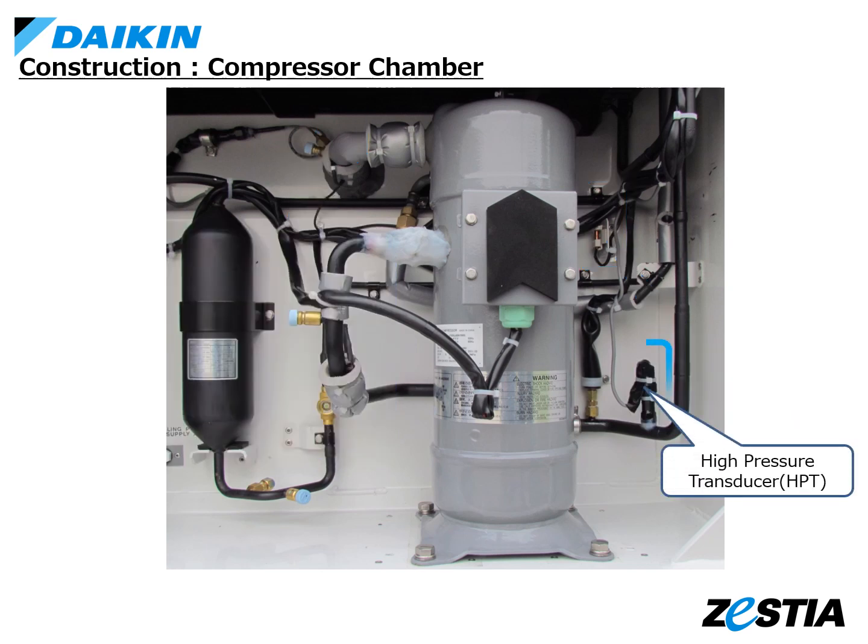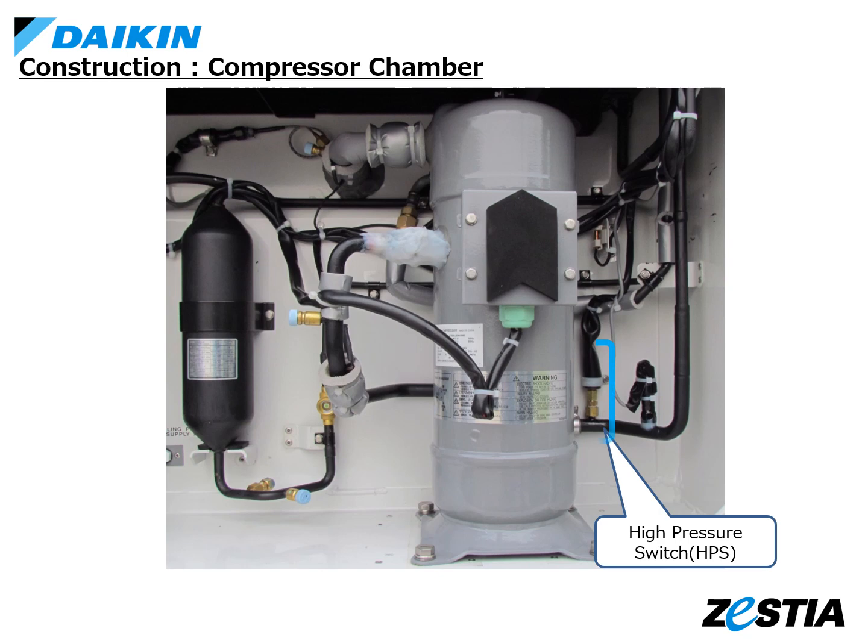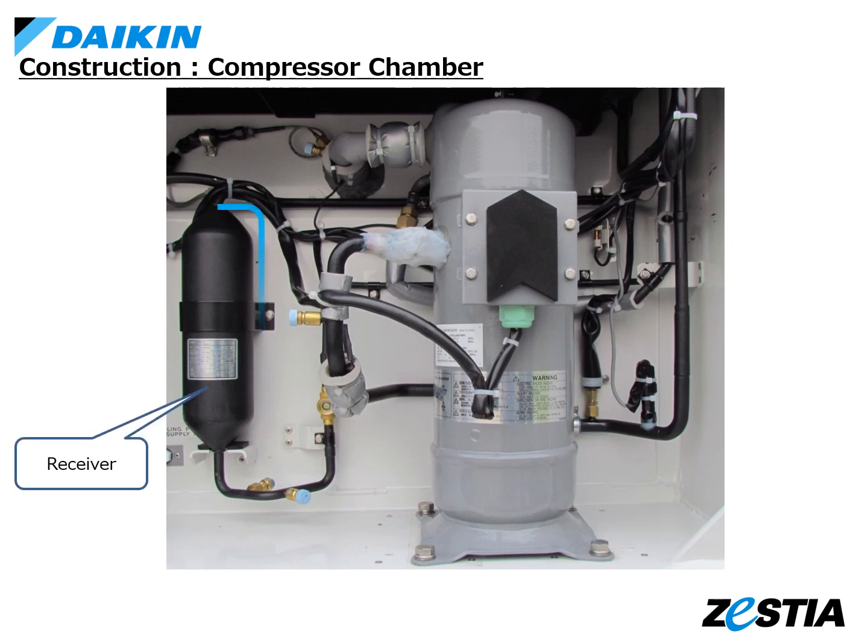To measure the operating pressure, the high-pressure transducer, HPT, is attached to the discharge pipe and the low-pressure transducer, LPT, is attached to the suction pipe. The high-pressure switch, HPS, is attached to the discharge pipe as a high-pressure protection device. The receiver is here.